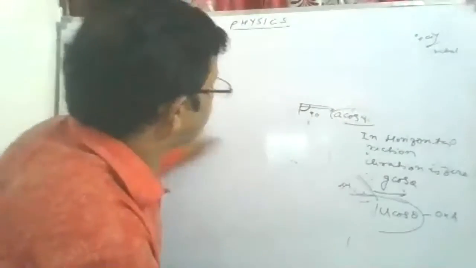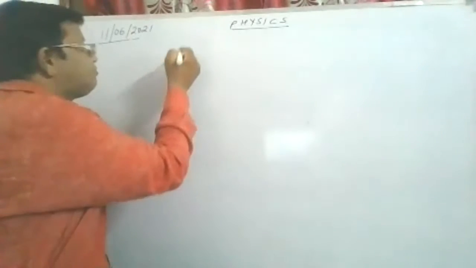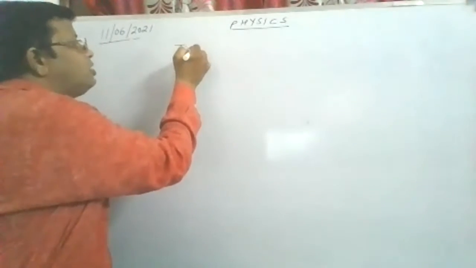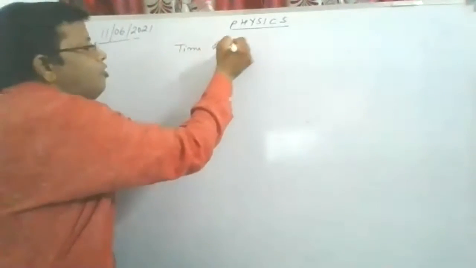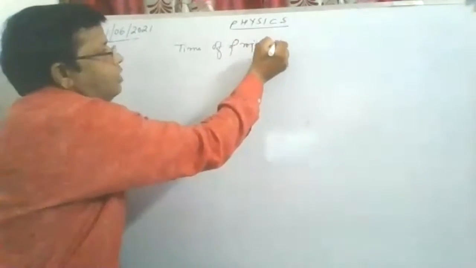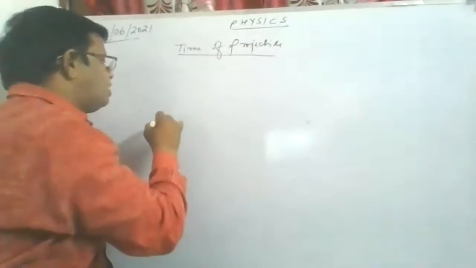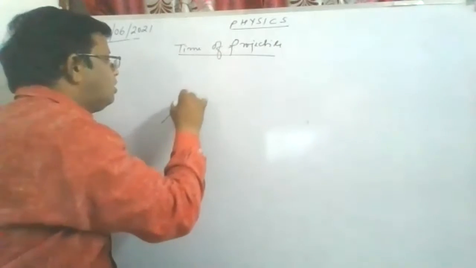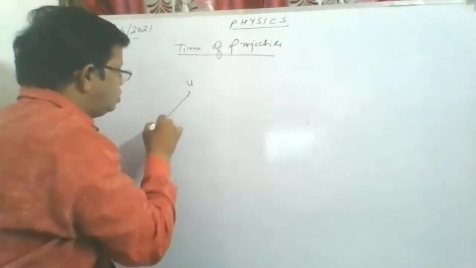What is the formula that we will discuss? That is the time of projectile. Now listen here. Our first heading is time of flight. Projectile, time of projectile. See here, brother. This is u.